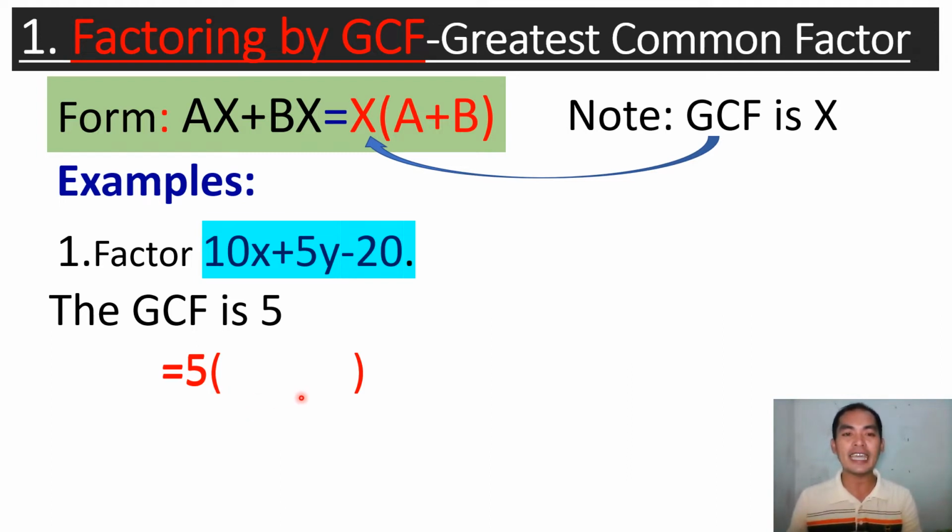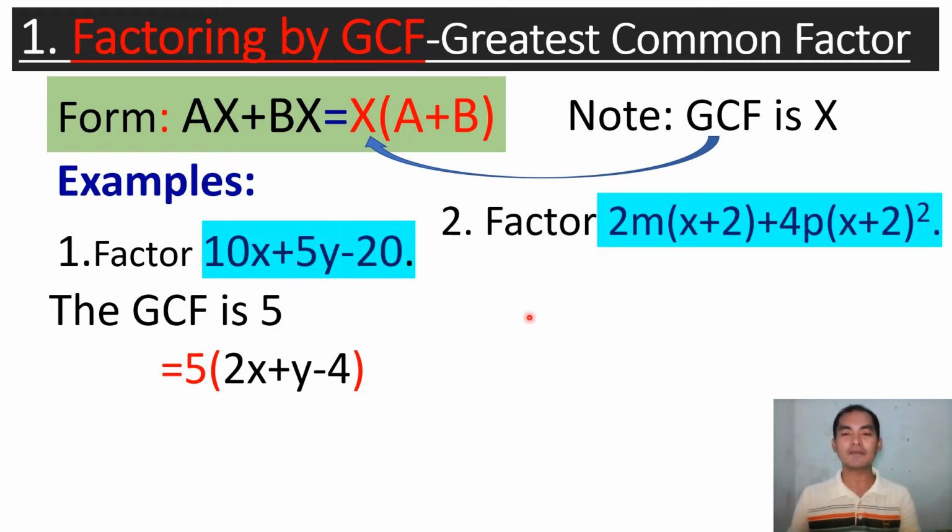How to get for the second factor? You need to divide the first term by the GCF. 10x divide 5 is 2x. 5y divide 5 is y. Negative 20 divide 5 is negative 4. Therefore, 2x plus y minus 4 is another factor of 10x plus 5y minus 20. Therefore, the factors of 10x plus 5y minus 20, we have 5 and 2x plus y minus 4.